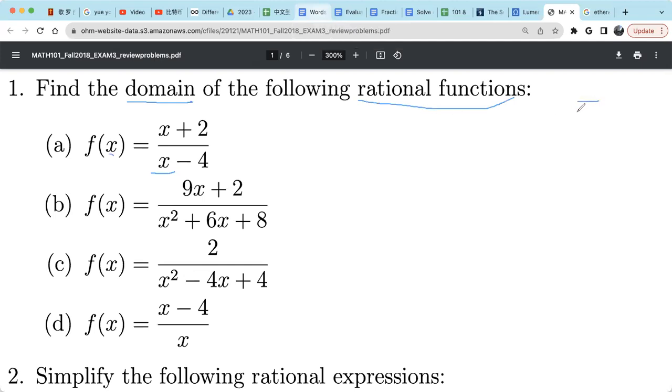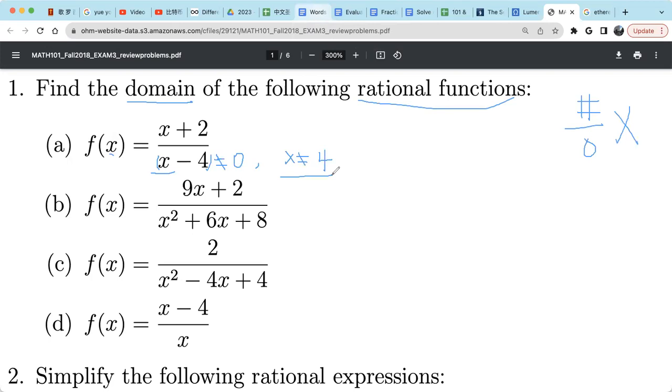In mathematics, any number, any expression divided by zero does not exist. That is to say, this denominator cannot be zero. So take the denominator, we say that cannot be zero, which in this case means x cannot be 4. If x is 4, 4 minus 4 causes zero in the denominator. So that's the domain: x is not equal to 4.